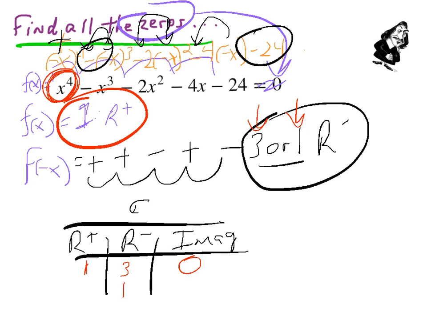Well, no matter what, we only have 1 positive real root. This right here tells us we have 1 positive real root. So no matter what, we have 1 positive real root. Well, if we only have one negative real root, that means we have two reals, which means we have to have two imaginary. All right, so that's what we're looking for.